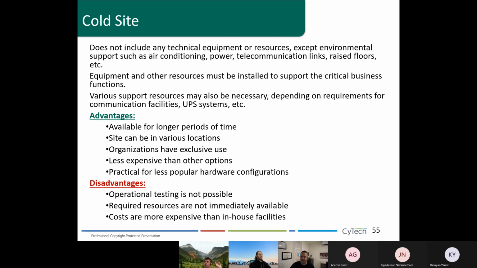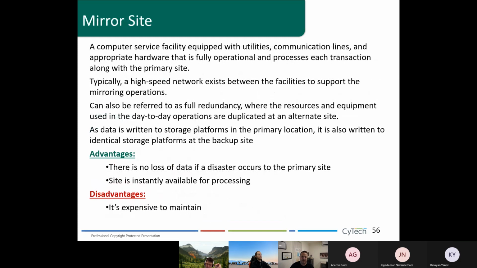A cold site is the cheapest one, but it also takes more time and will require a lot of investment. So either you invest in your disaster recovery prior to the disaster, or you spend the money and resources after the disaster took place. All right, make sense? Hot, warm, and cold.